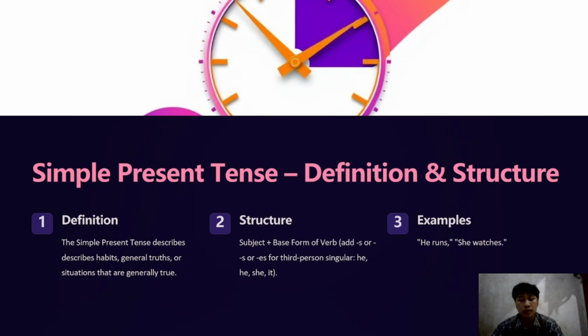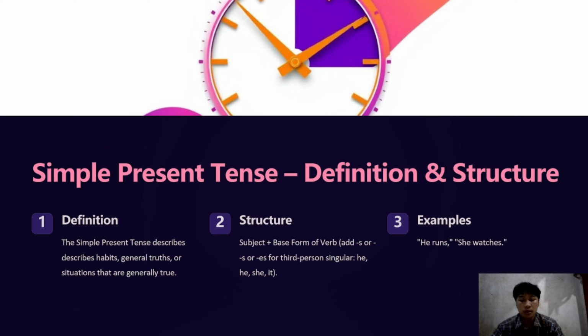Okay, let's begin with the simple present tense. This tense is probably the most commonly used one, and it's essential for talking about things that happen regularly or facts that are always true. The simple present tense helps us describe habits, routines, general truths, and even scheduled events.